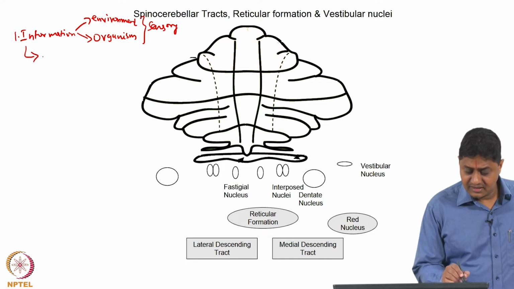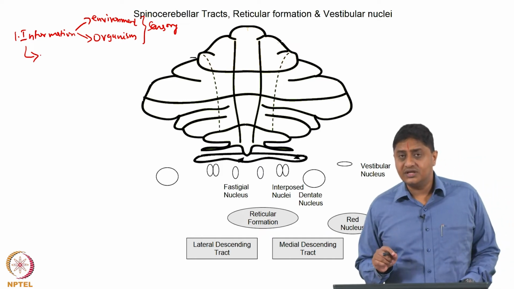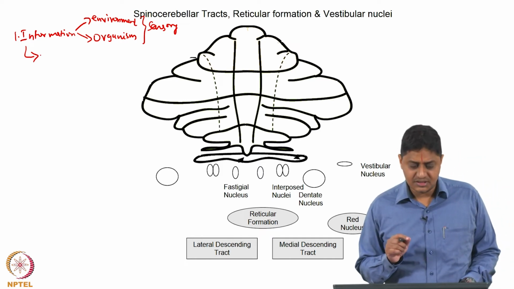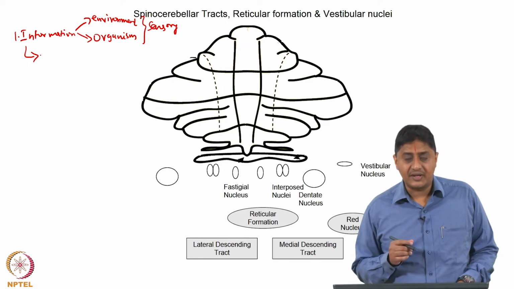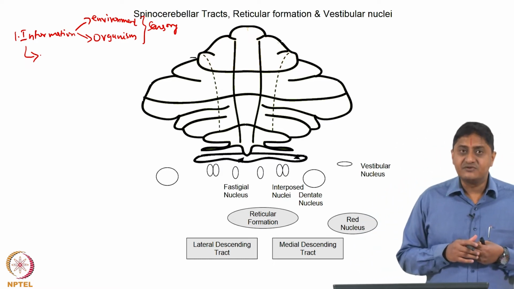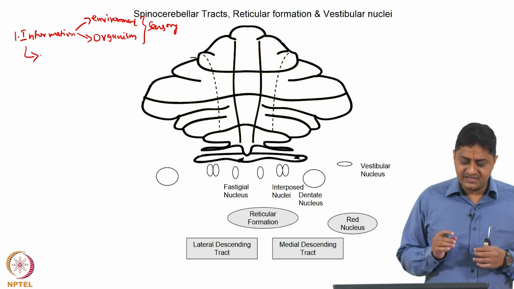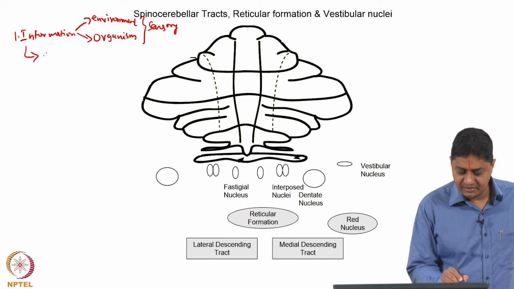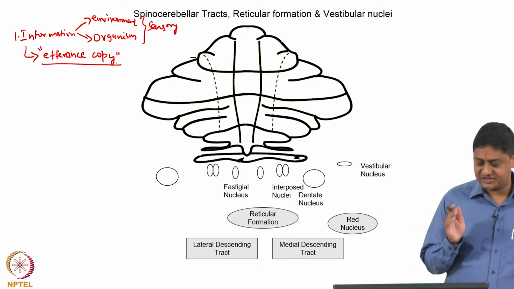Also there is information that is sent to the spinal motor neurons that is sent to the cerebellum as well. So, that means alpha and gamma motor neurons receive commands from other systems, and a copy of these commands is sent to the cerebellum. This is a crucial principle called efference copy.